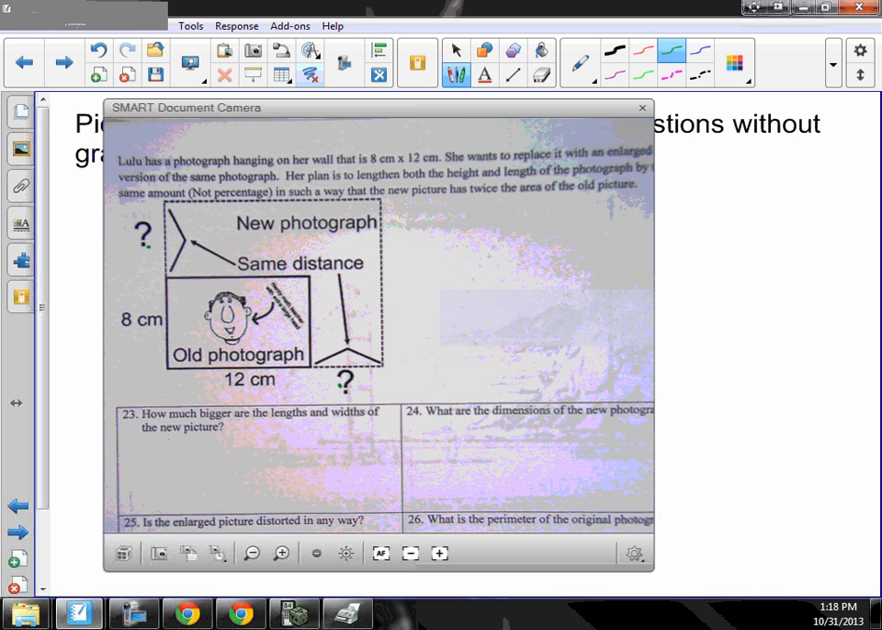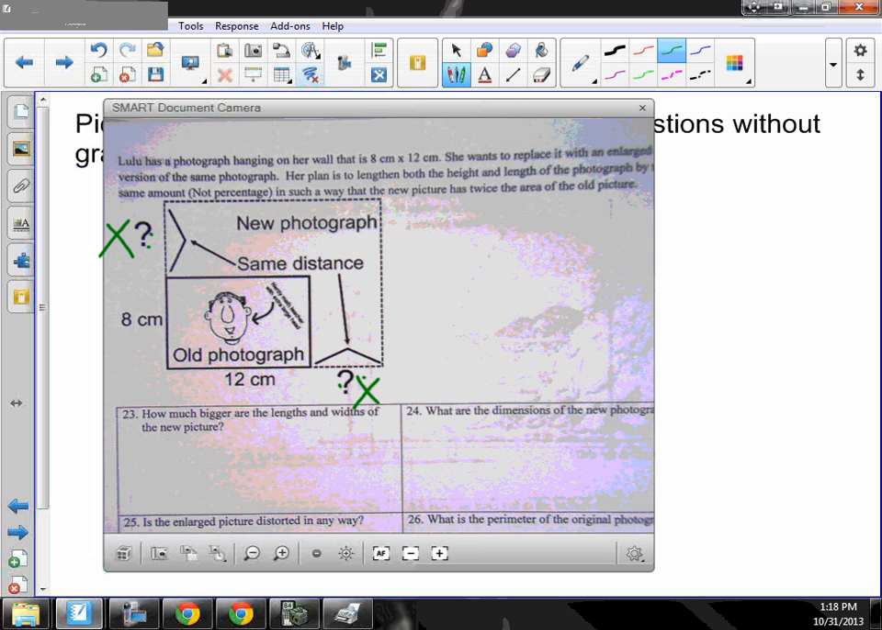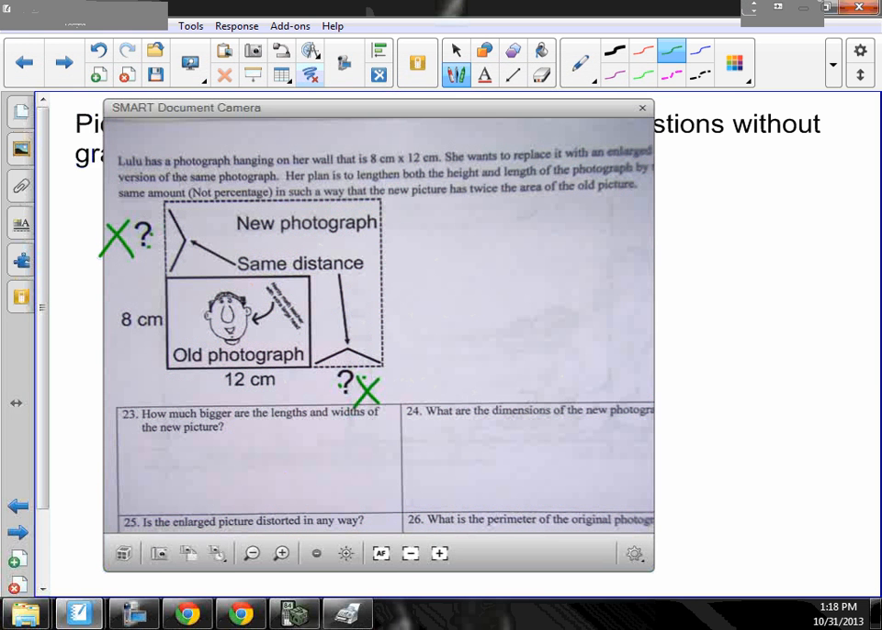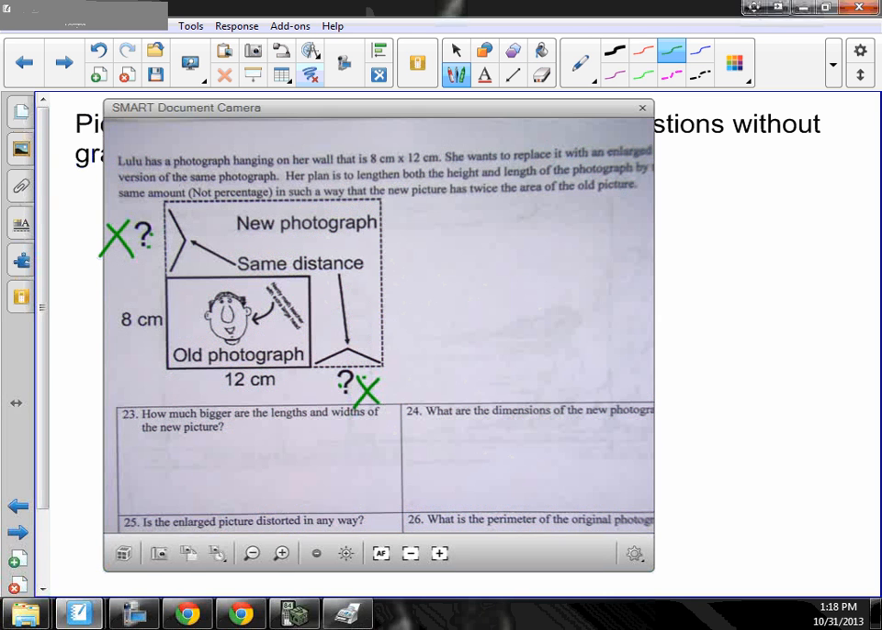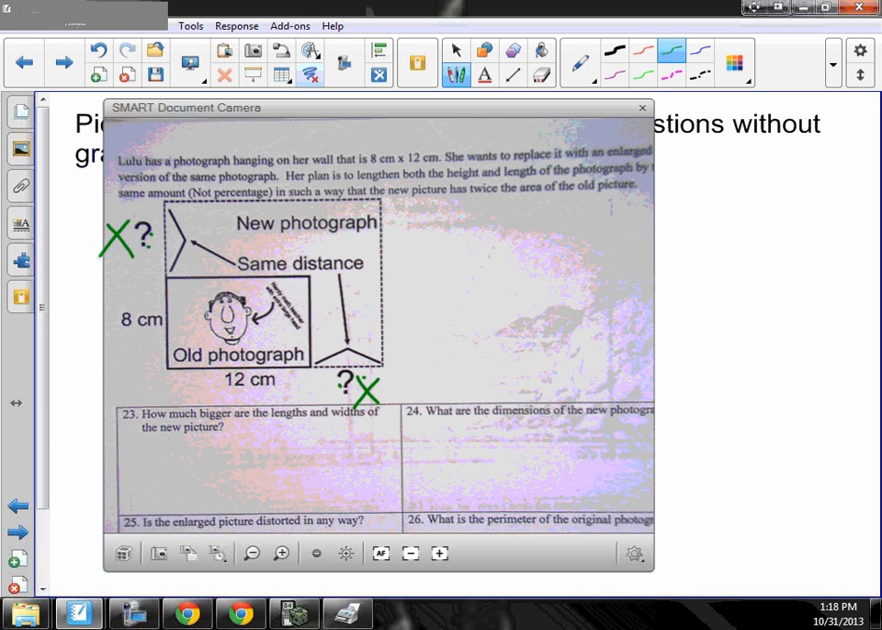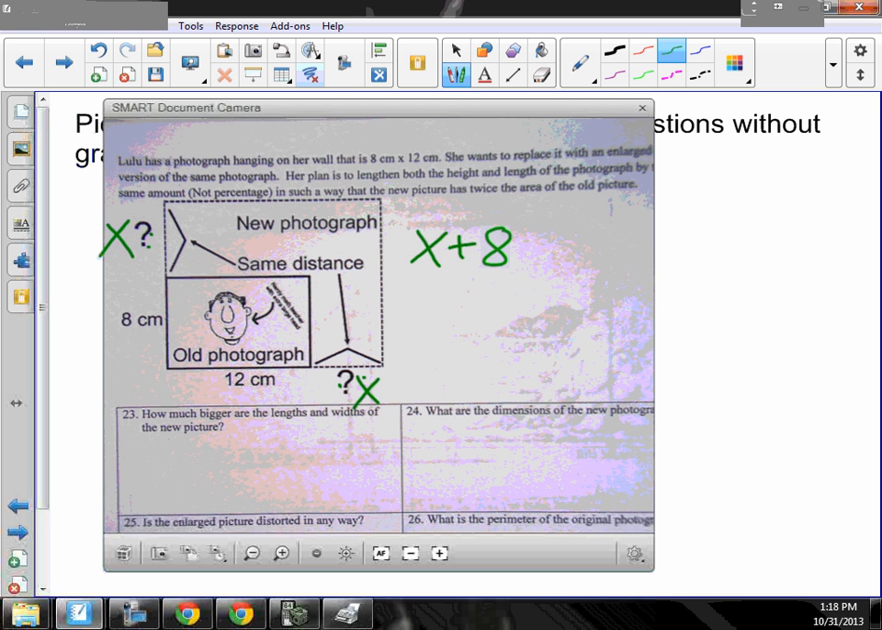This one's kind of tough. The nice thing is, these are the same distance. And those are our unknowns. So let's call them x. So what are the dimensions of the new photograph? 8 plus x, but we'll actually flip that around. So one of them is x plus 8. That's this height. And this one is x plus 12.